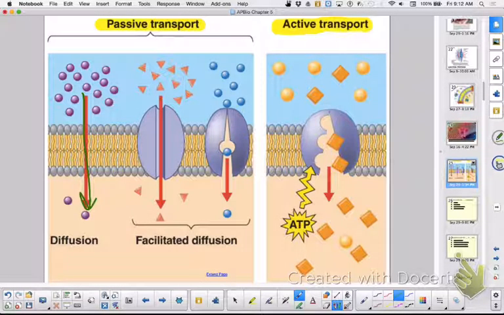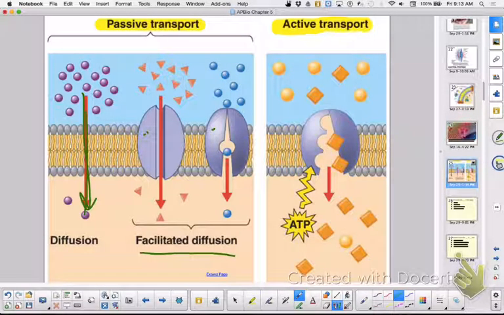Here's your second option. It's facilitated diffusion. Facilitated. Something's facilitating it. What's facilitating it in the next two? What are these things in the membrane? They're proteins. This is going from one side of the membrane to the other, but it's using a what? Protein. Notice this one would be a what? Channel, and this one would be a carrier.